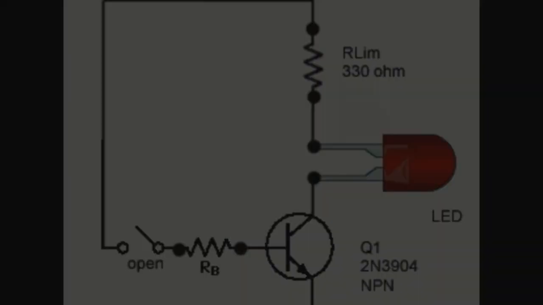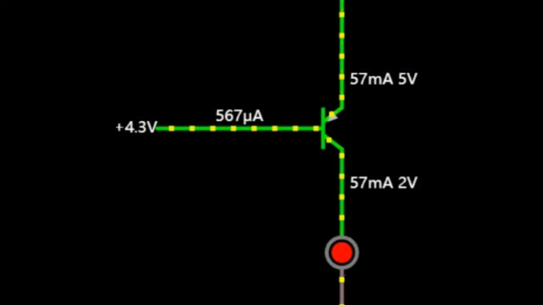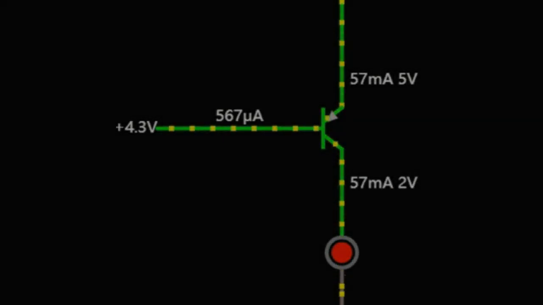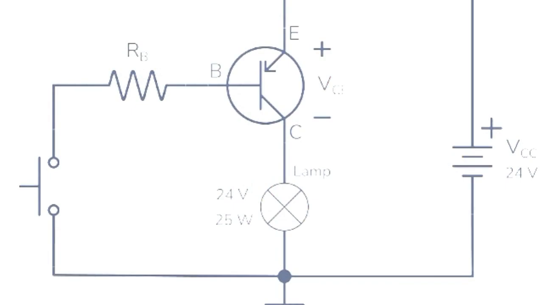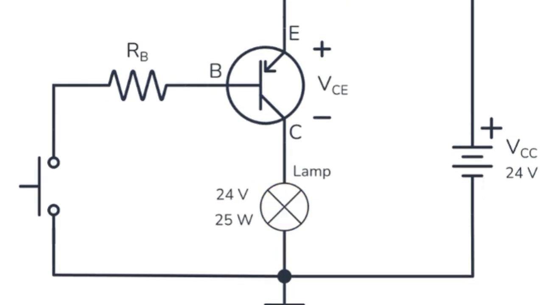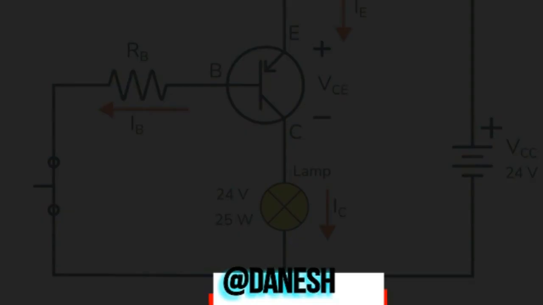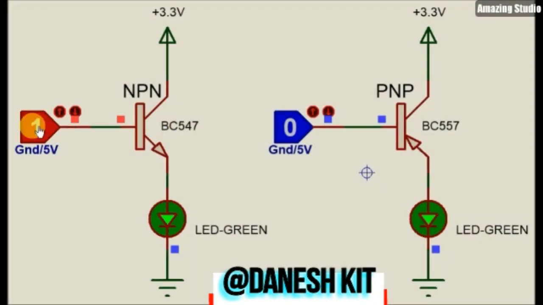A PNP transistor works in a similar way, but in reverse. In this transistor, the base still controls the current, but the current is in the opposite direction, from the emitter to the collector. This time, instead of electrons, the emitter emits holes that are collected by the collector.